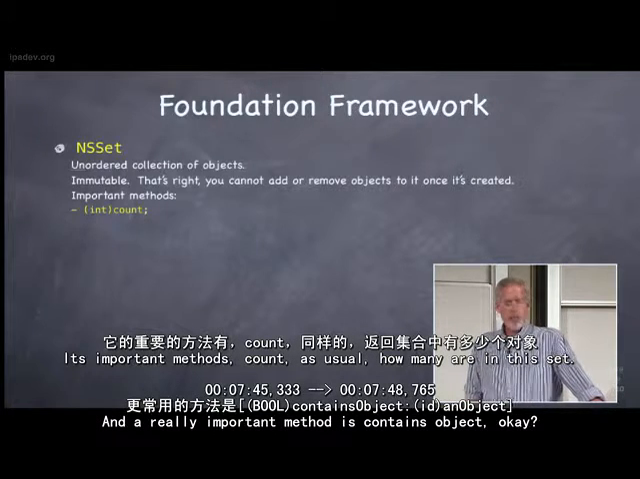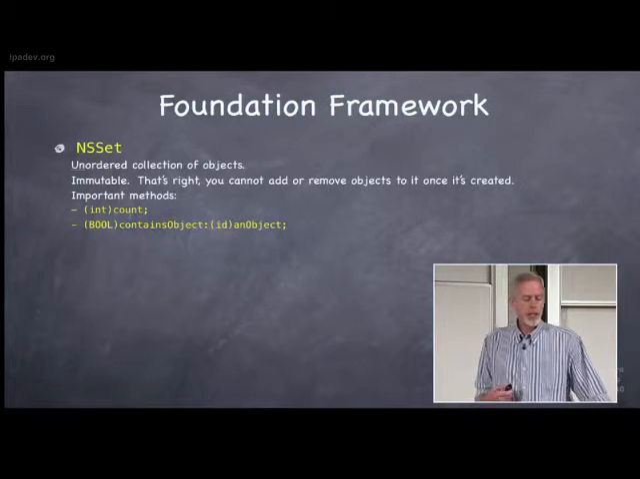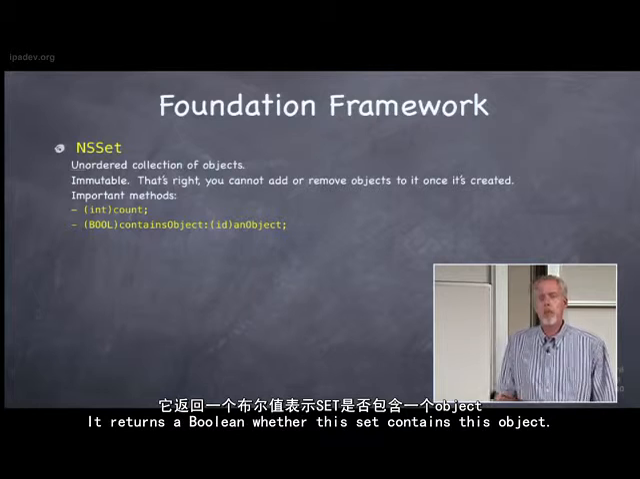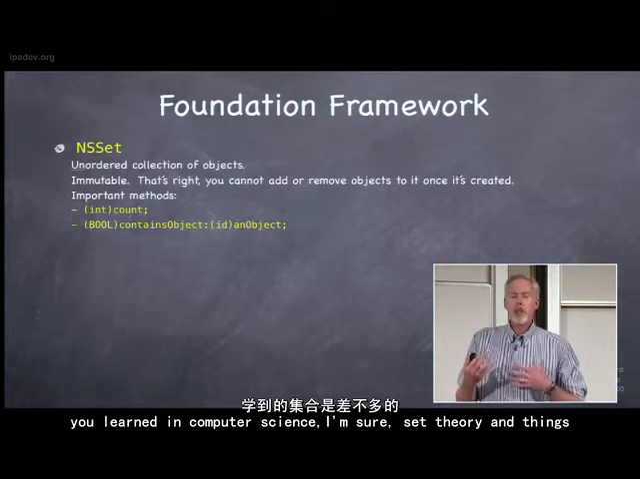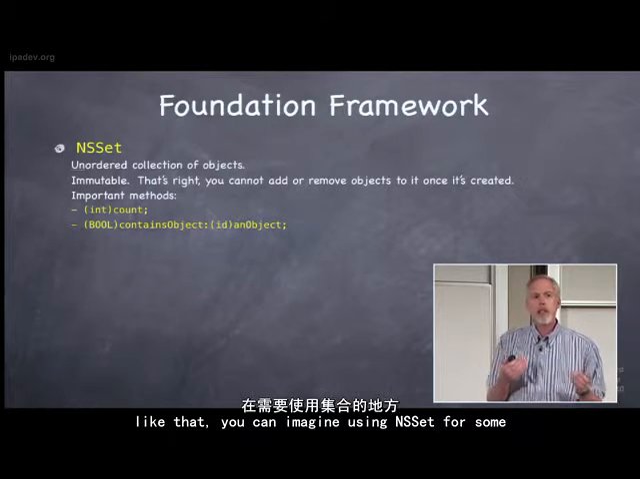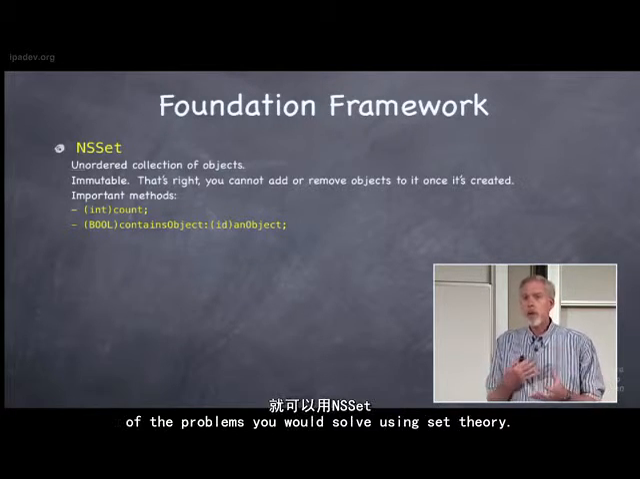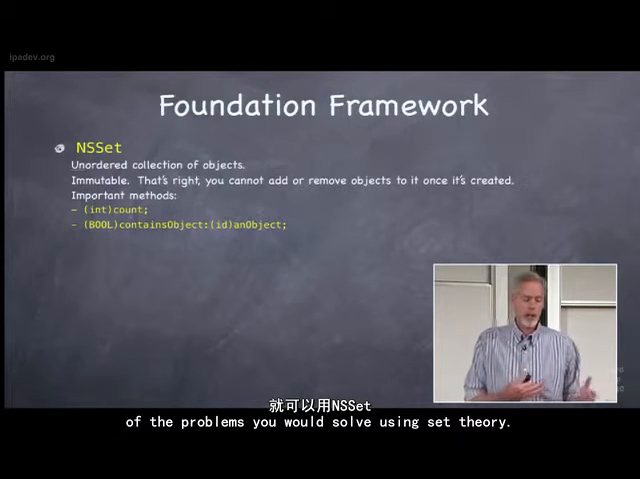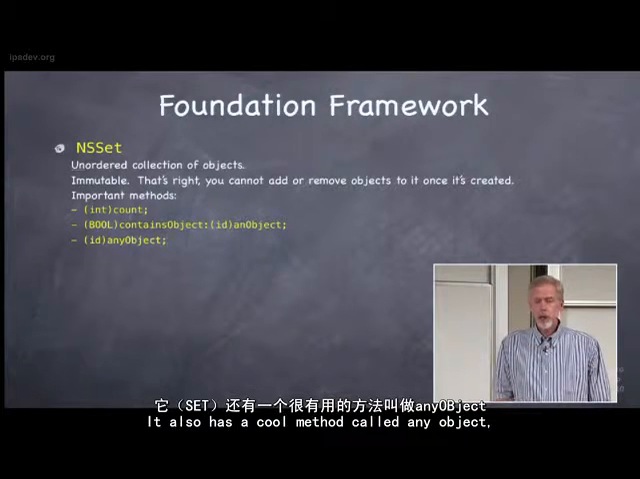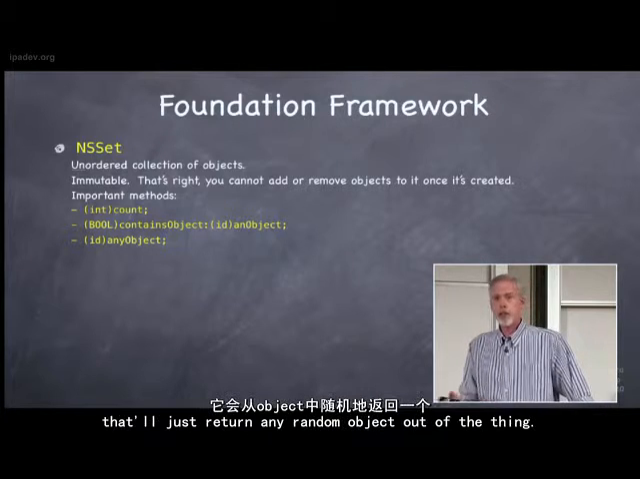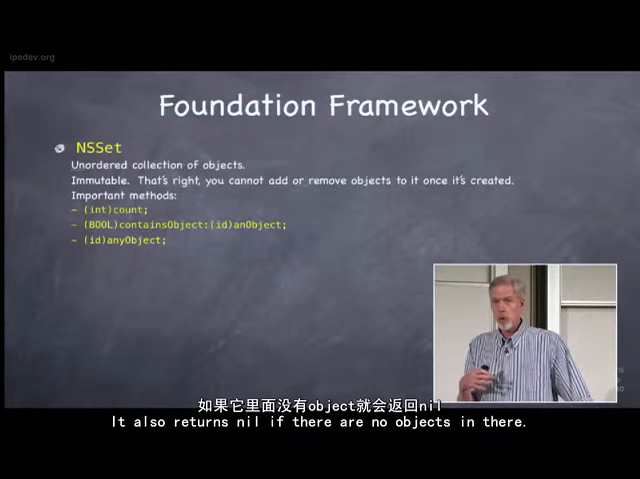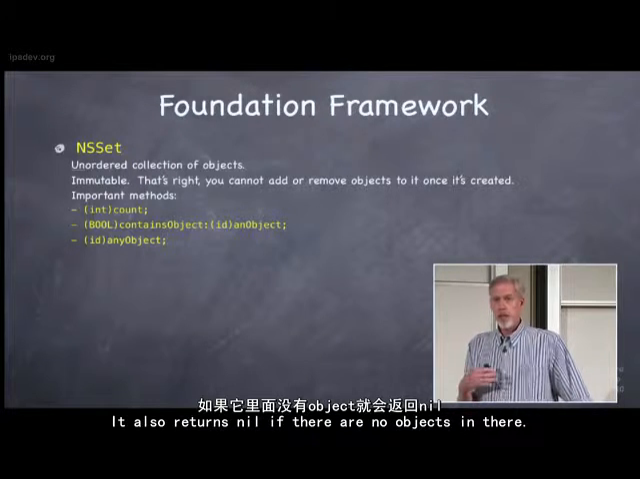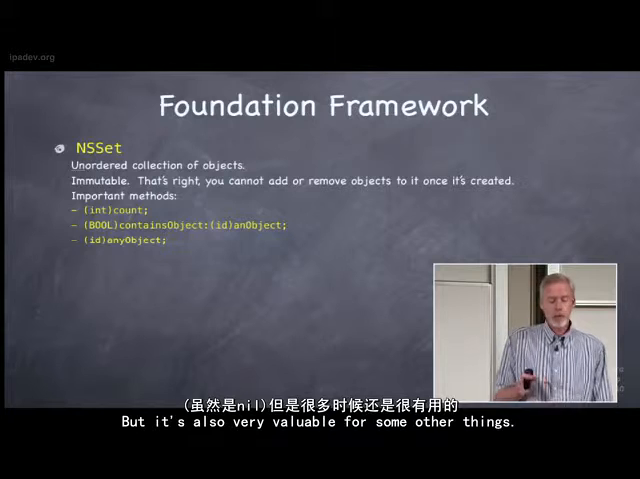Its important methods: count, as usual, how many are in this set. And a really important method is containsObject. Okay, it returns a Boolean whether this set contains this object. You can imagine using set. You learned in computer science, I'm sure, set theory and things like that. You can imagine using NSSet for some of the problems you would solve using set theory. It also has a cool method called anyObject. It'll just return any random object out of the thing, and we'll show you why that is cool. It also returns nil if there are no objects in there, but it's also very valuable for some other things.